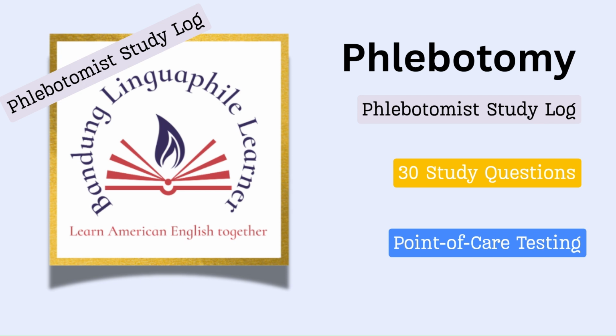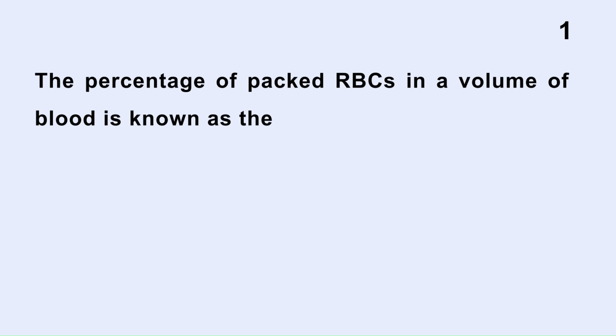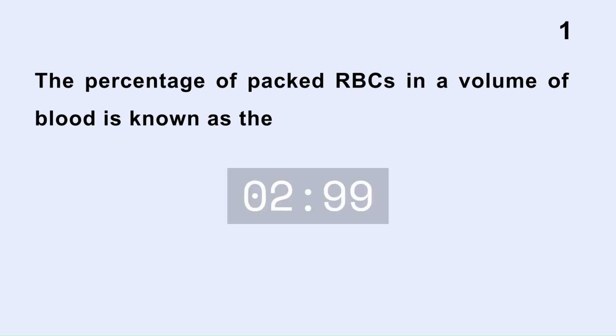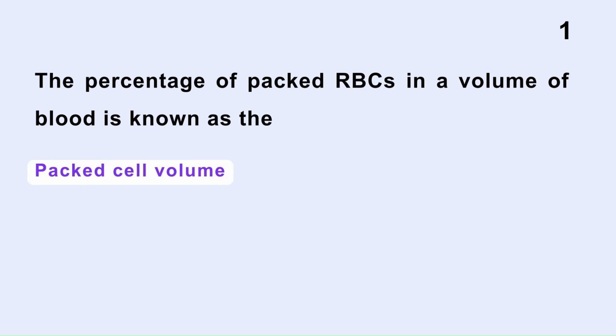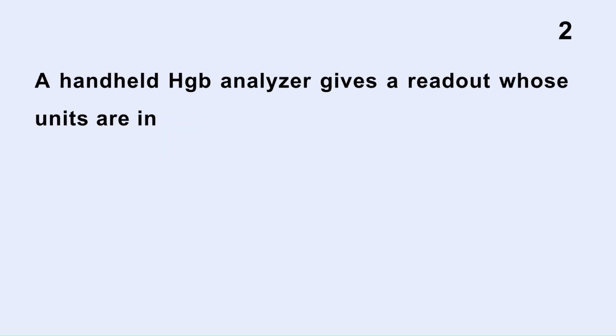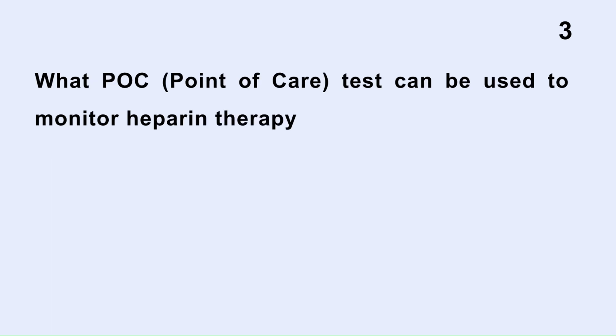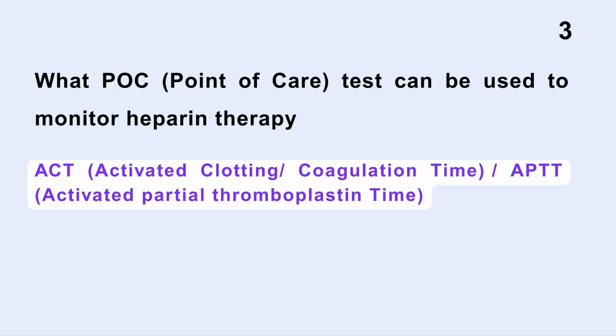Let's do this. The percentage of packed RBCs in the volume of blood is known as the packed cell volume. A handheld HGB analyzer gives a readout whose units are in grams per deciliter. What POC point of care test can be used to monitor heparin therapy? ACT, activated clotting coagulation time, and APTT, activated partial thromboplastin time.